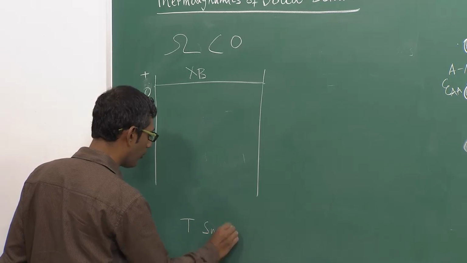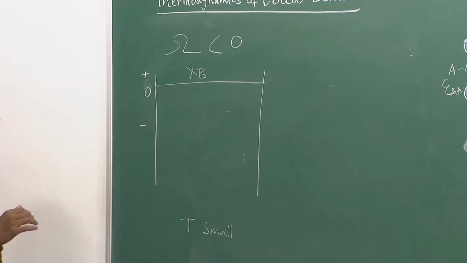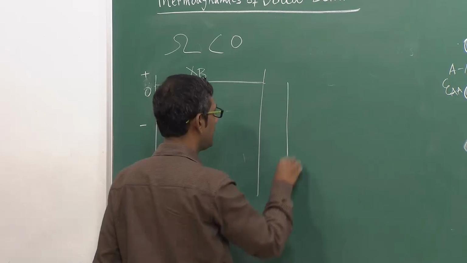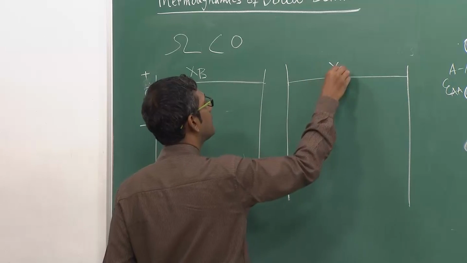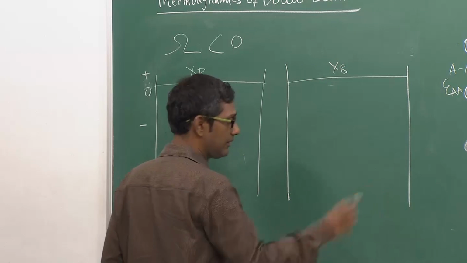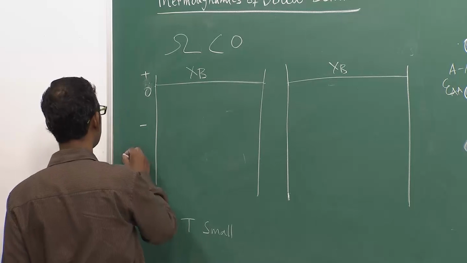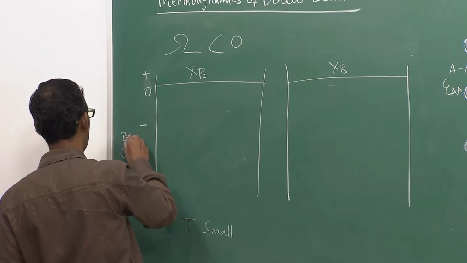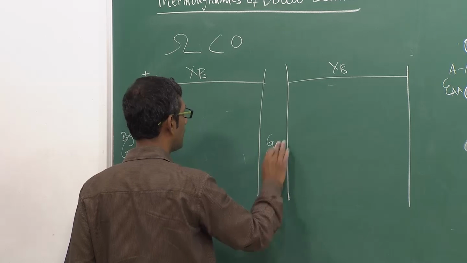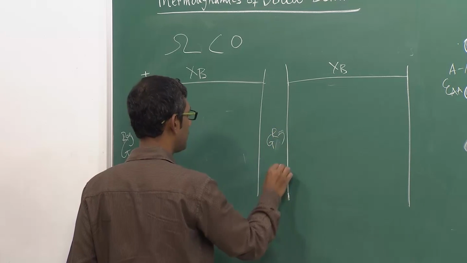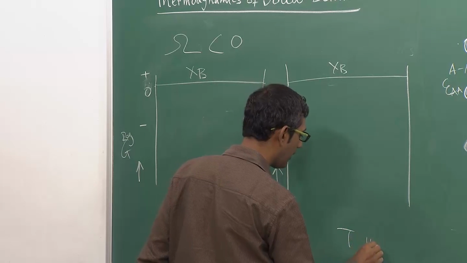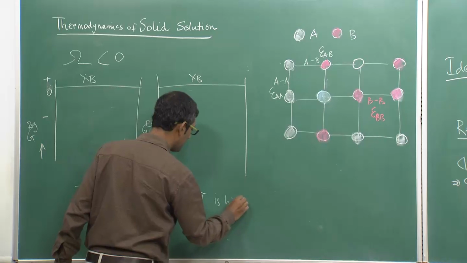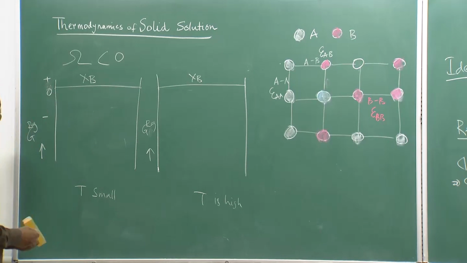When T is small, it means room temperature or less than room temperature. Here I am going to plot again the same thing, G, okay. Remember, the vertical axis is G of the regular solution, as a function of xB when T is high.